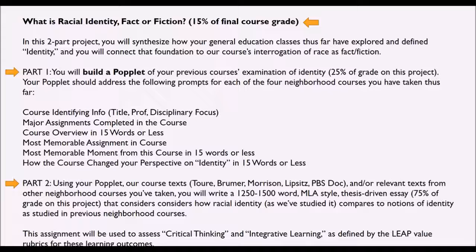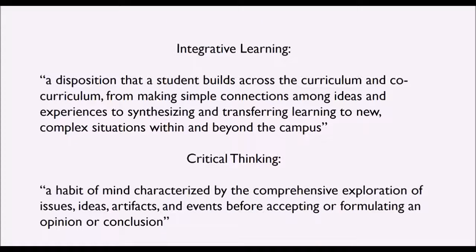The purpose of this assignment was to help students develop skills in critical thinking and integrative learning, two learning outcomes we seek to assess at this stage of the curriculum. The AAC&U defines integrative learning as a disposition that a student builds across the curriculum and co-curriculum, from making simple connections among ideas and experiences to synthesizing and transferring learning to new complex situations within and beyond the campus. Critical thinking is defined as a habit of mind characterized by the comprehensive exploration of issues, ideas, artifacts, and events before accepting or formulating an opinion or conclusion.